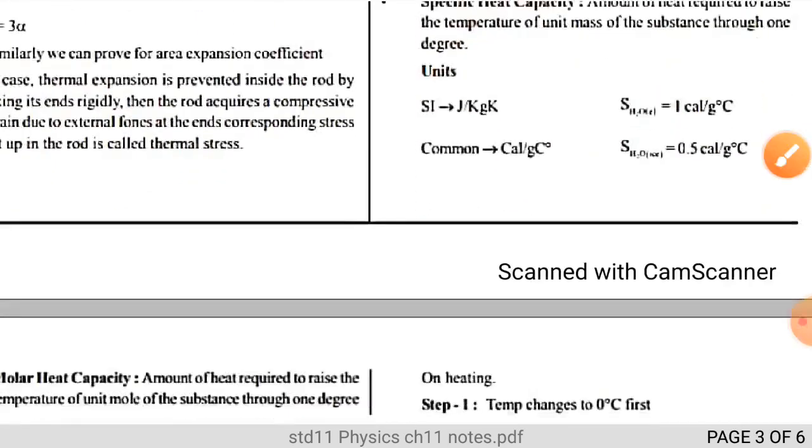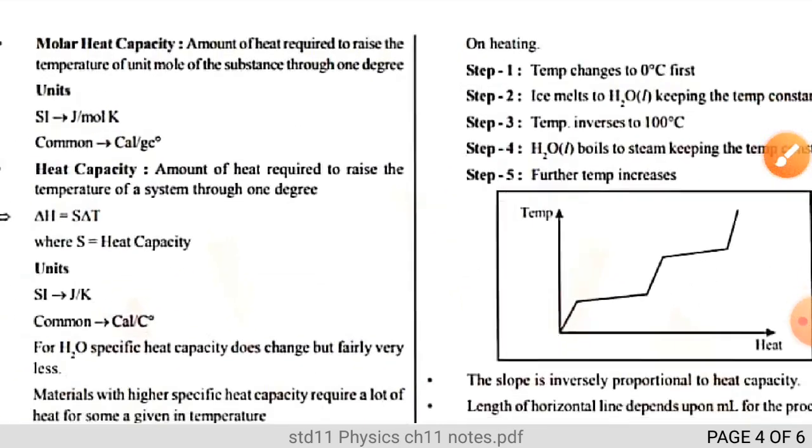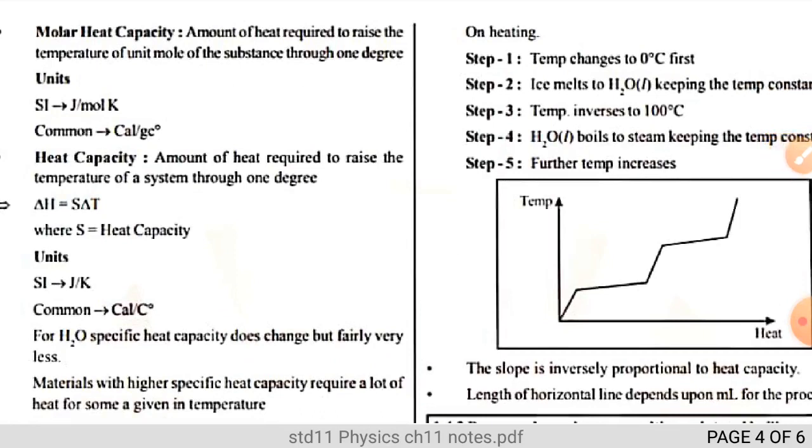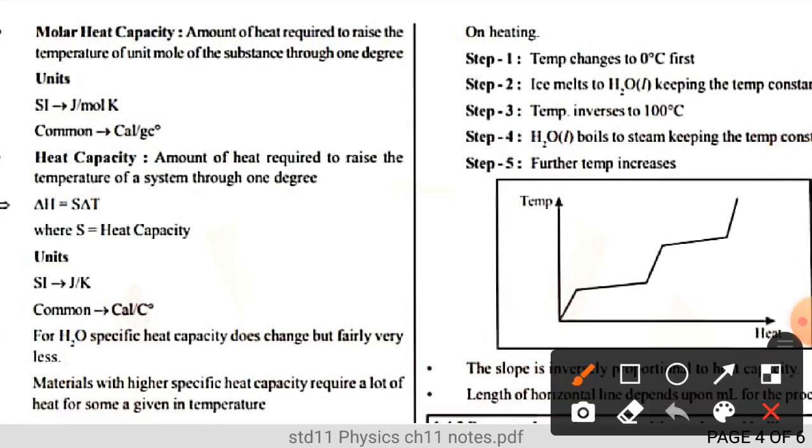So here now we are talking about molar heat capacity. Molar means the same definition, but now one thing changes, that is the unit mole. So the amount of heat required to raise the temperature of unit mole of the substance through 1 degree. The SI unit of molar heat capacity is joule per mole Kelvin, and commonly we use calorie per mole degree Celsius.